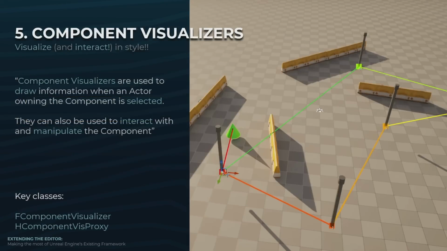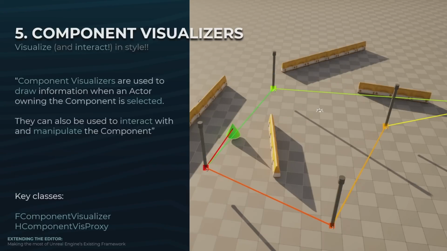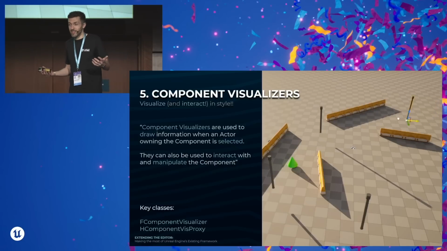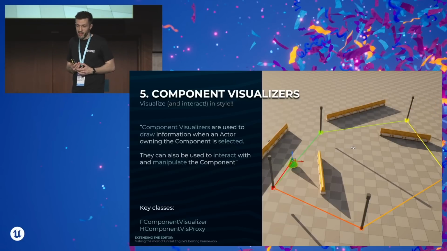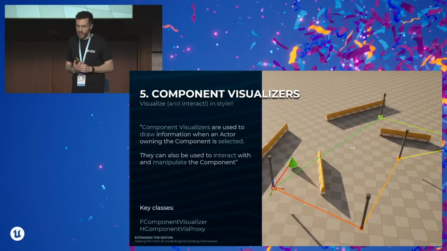Then this is one of my favorite frameworks. Component visualizers are a way to display some visual information about anything that we have selected. This is used a lot in the engine. This is how splines are dealt with. And again, this is the same example of this patrolling agent.